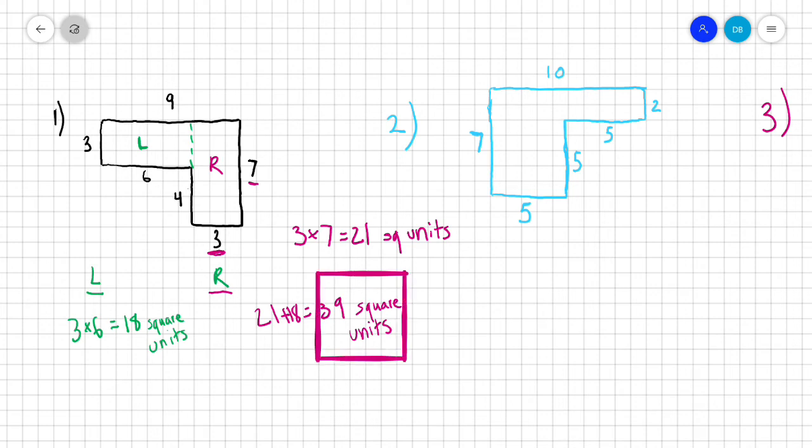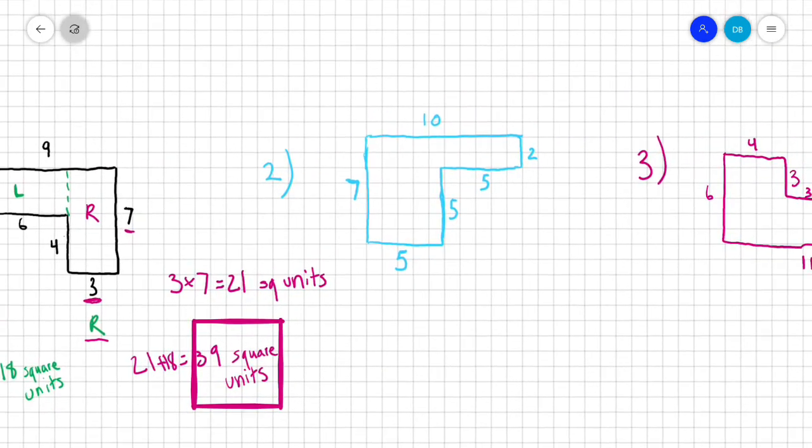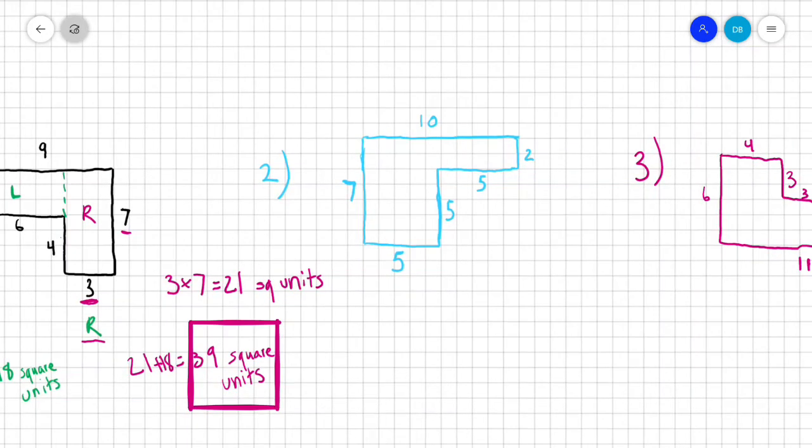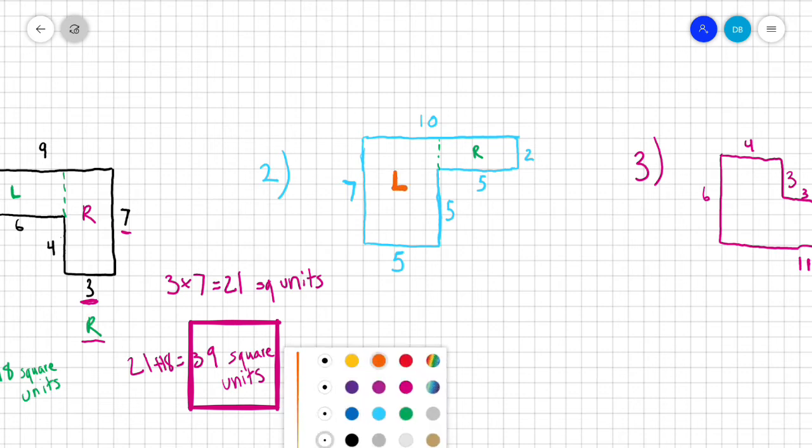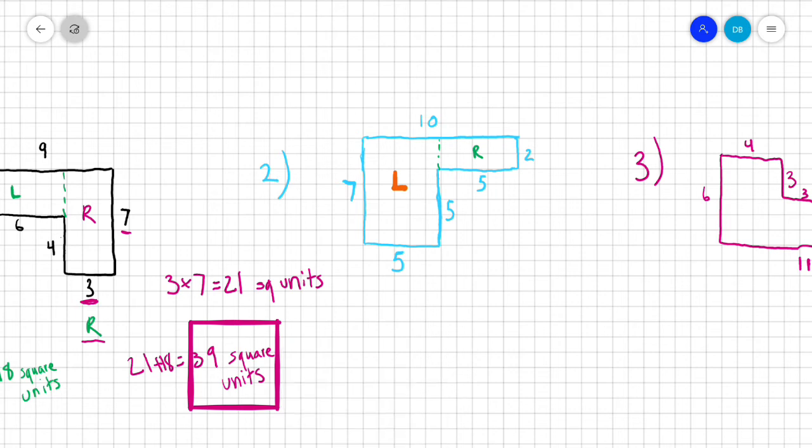How about number 2? Now for number 2, I'm going to decide to make my line here. So here's my rectangle on the right. Here's my rectangle on the left. So for the rectangle on the left, the base is 5 and the height is 7. So remember, area equals base times height. So area equals 5 times 7, which equals 35.